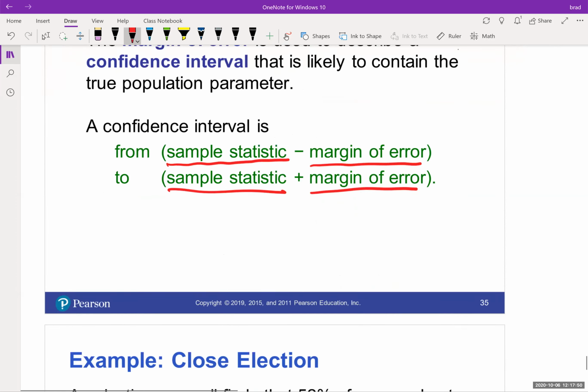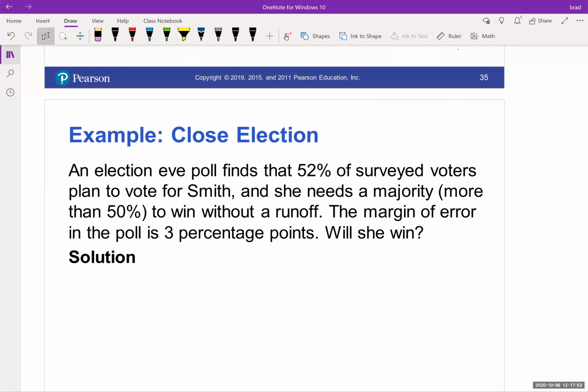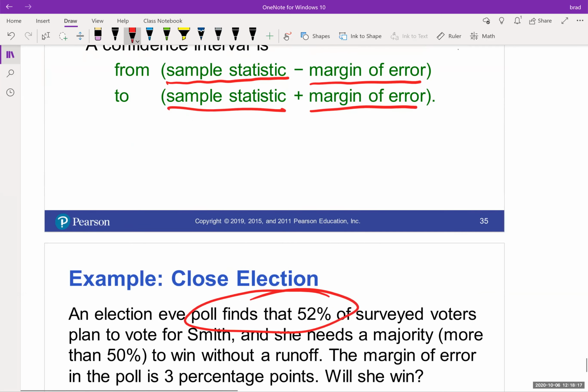All right, so it says an election eve poll finds that 52% of surveyed voters plan to vote for Smith, and she needs a majority, more than 50%, to win without a runoff. The margin of error in the poll is 3 percentage points. So an election poll, this is a sample, right? They took a sample and it found that 52% of surveyed voters plan to vote for her. So we're going to build this little confidence interval.